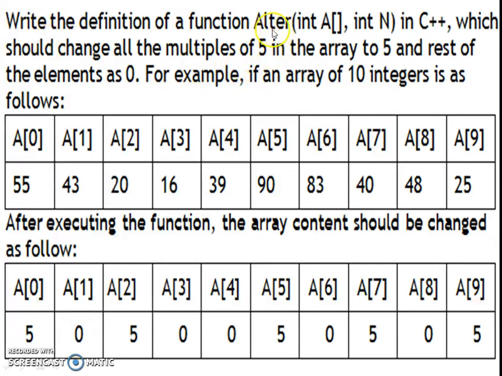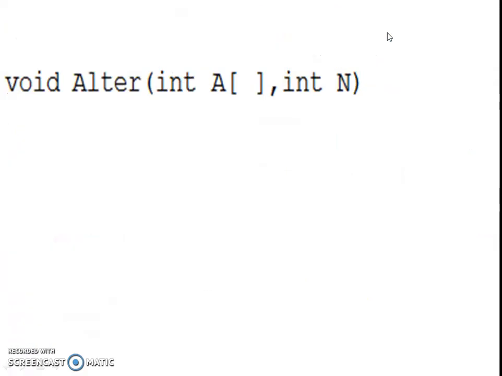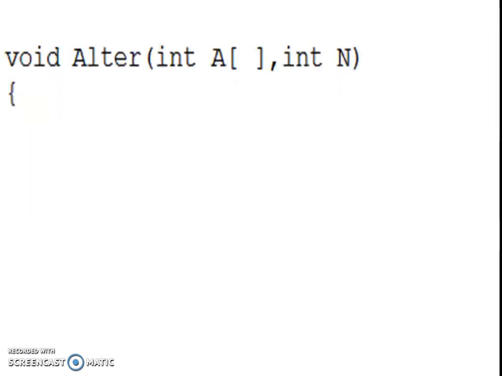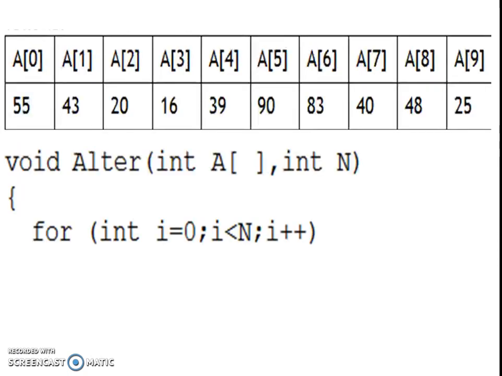As it is given, the name of the function is already given in the question, but the return type is not given. So we are taking void as the return type and the same arguments. So our function definition will be void alter and both the arguments as given in the question paper. So now we have to start our function definition by opening the curly brace. Now our next line of coding will be, we have to run a loop to access the elements. So here we are taking a for loop.